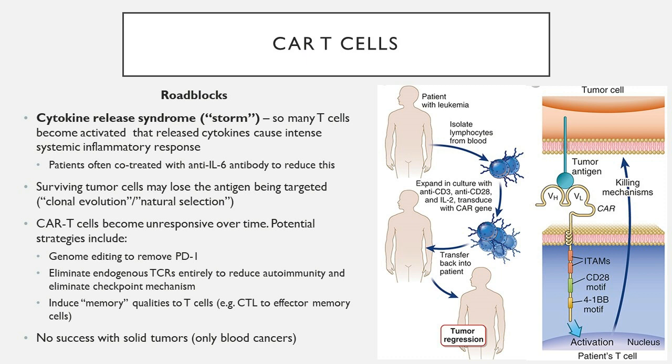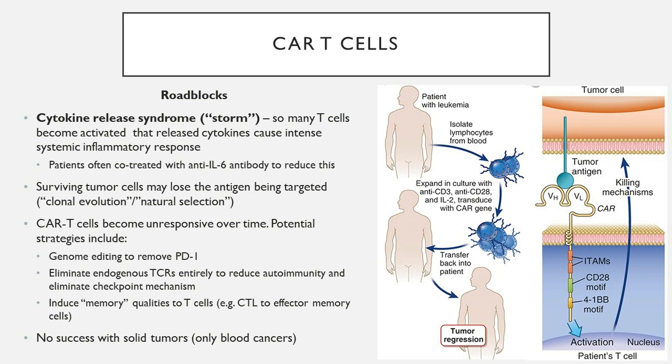The first is what's called cytokine release syndrome, also described as a cytokine release storm. Because we're transfecting so many T cells that are activated at once, they all release a large amount of cytokines which cause an intense systemic inflammatory response. Because of this, patients are often co-treated with anti-IL-6 antibody. IL-6 is an inflammatory cytokine, and blocking it can help reduce this cytokine release storm.